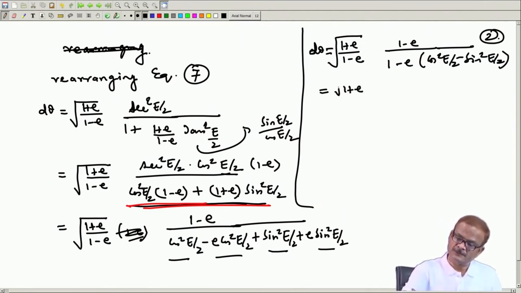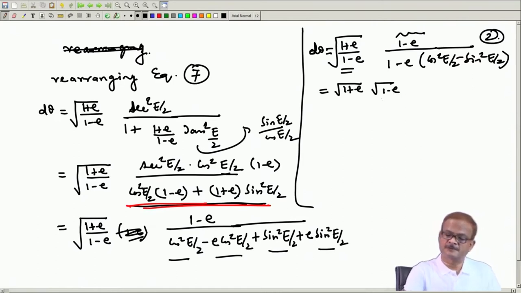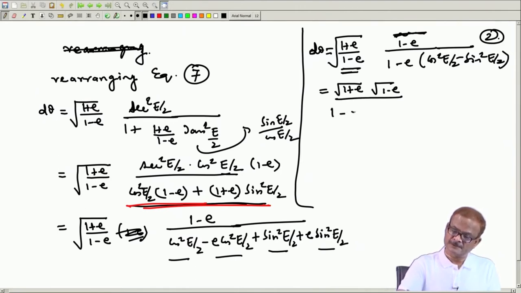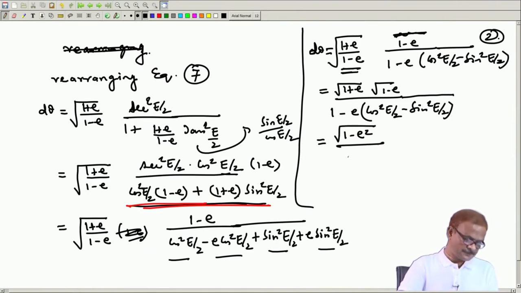So, this becomes 1 plus e under root, this one and this one we will combine together by dividing. So, this will be 1 minus e, because here this is in under root term and here this is without under root. So, therefore, we get this term, and in the denominator we have 1 minus e times cos square e by 2 minus sin square e by 2. So, this is 1 minus e square under root divided by 1 minus e cos e.